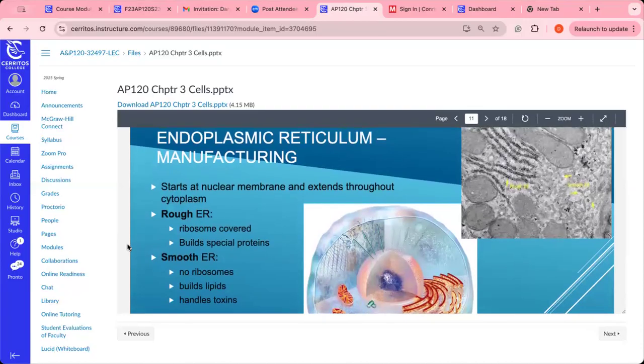The endoplasmic reticulum starts at the nuclear membrane and extends throughout the cytoplasm. The rough ER, the rough endoplasmic reticulum, is covered with ribosomes, and it builds special proteins, which makes sense because ribosomes are the protein factories of your cells.